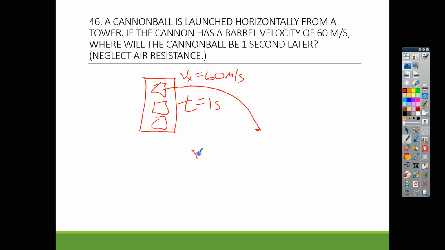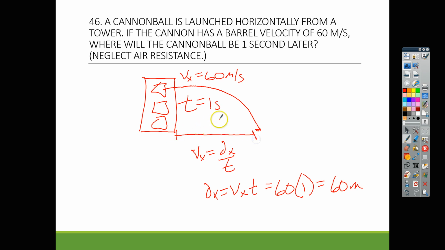We know that Vx equals dx over t. So dx is equal to Vx times t. Our Vx we see is 60. Our t is 1, so it will be 60 meters downrange. So from the base of the building out, if it takes 1 second for it to fall, it would be 60 meters from the edge of that tower.